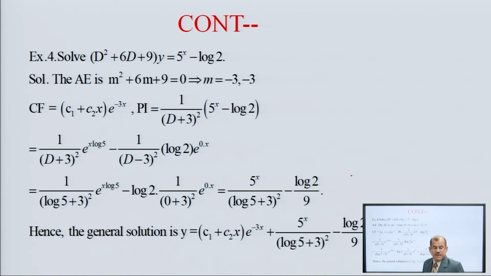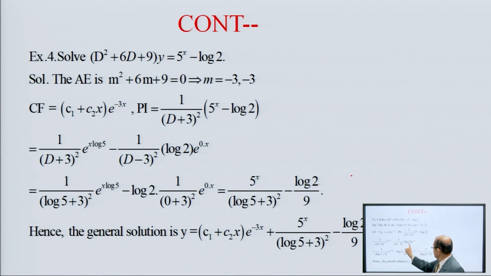Solve (D² + 6D + 9) y = 5^x + log 2. The auxiliary equation gives m = −3, so the complementary function is (C1 + C2 x) e^(−3x). Particular integral is 1/(D + 3)² (5^x − log 2).